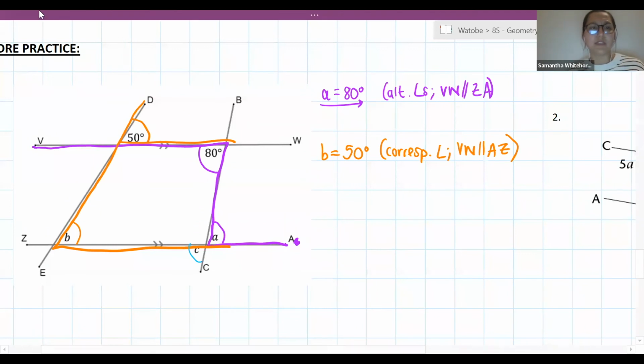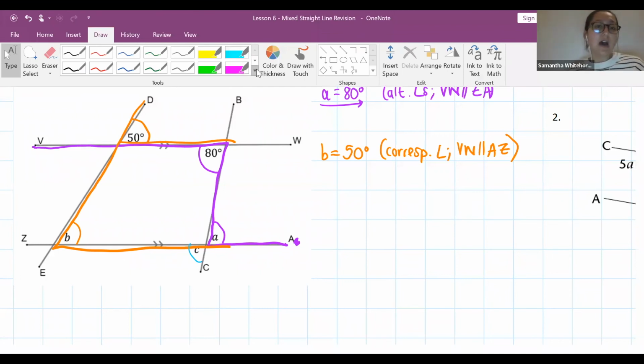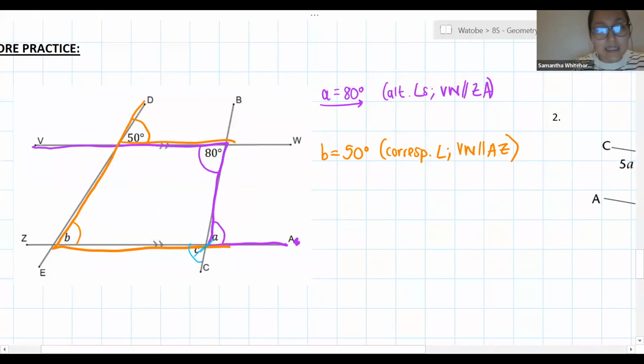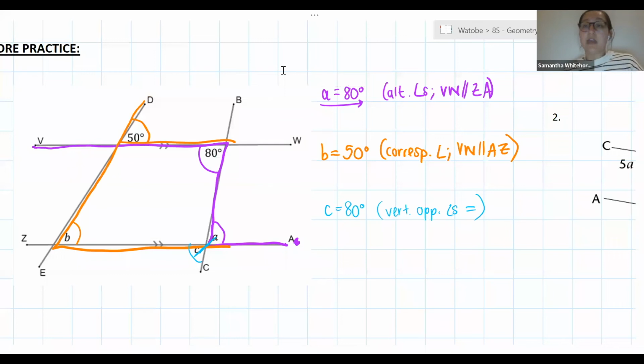Right, the last one I have to do is C. Now for C, actually for most of these, there's a couple different ways you can do it. I'm going to do C in that I can see that C and A are vertically opposite to each other. And so C is also equal to 80 degrees because vertically opposite angles are equal. Now, like I said, there are many different reasons you could have given for some of these, and those reasons are absolutely fine. You could have used corresponding angles for angle C.